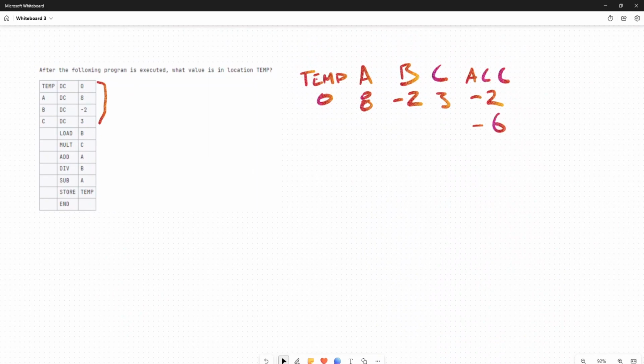I'm just going to leave this line blank because none of the other variables are changed. We're adding A, so that becomes 2. Then we're dividing by B, this becomes a -1. And then we're subtracting A, becomes -9. And finally, we're storing that into the temp. And so the temp also becomes a -9. After the following program is executed, what value is located in temp? And that is -9. Nice.